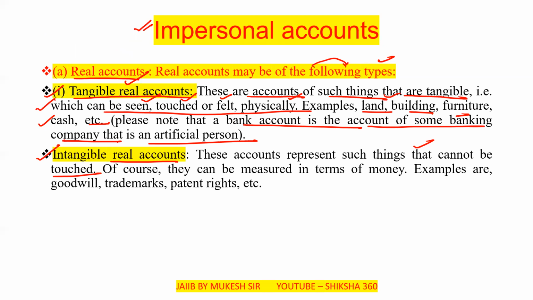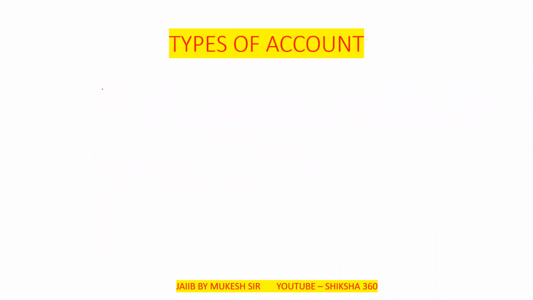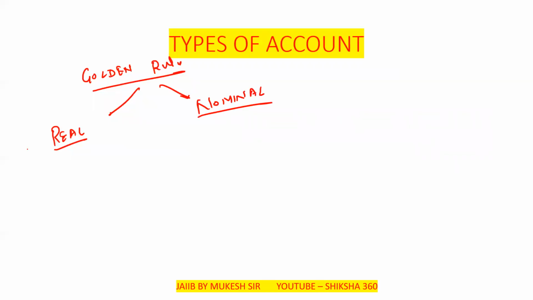Now here, like in the previous one, under the personal account we have discussed the golden rule. Similarly, now we have to discuss the golden rule for the real account and for the nominal account.